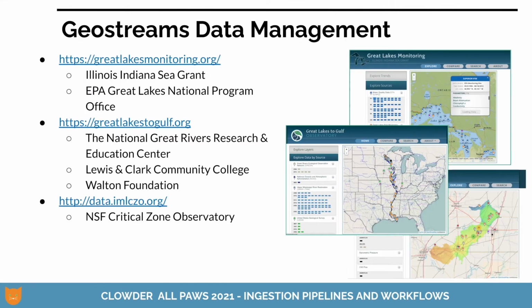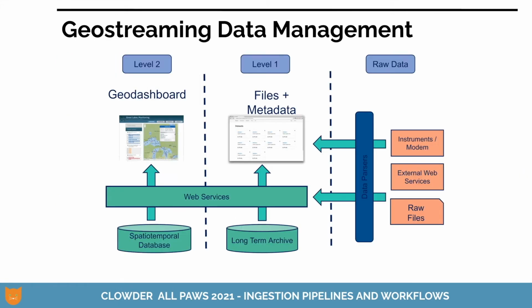There are several projects that use Clowder in combination with NCSA's GeoStreams framework to manage geospatial data. The examples here are Great Lakes Monitoring, Great Lakes to Gulf, and the IML-CZO Critical Zone Observatory projects, which each involve the collection of data from sensors and different observation locations around the United States into an ongoing monitoring system. In each case, raw data is collected at the source and it's uploaded into Clowder, where users can access the files and metadata, and extractors can also extract that data into GeoDashboards, so you can see the data in a map and click on different sites.